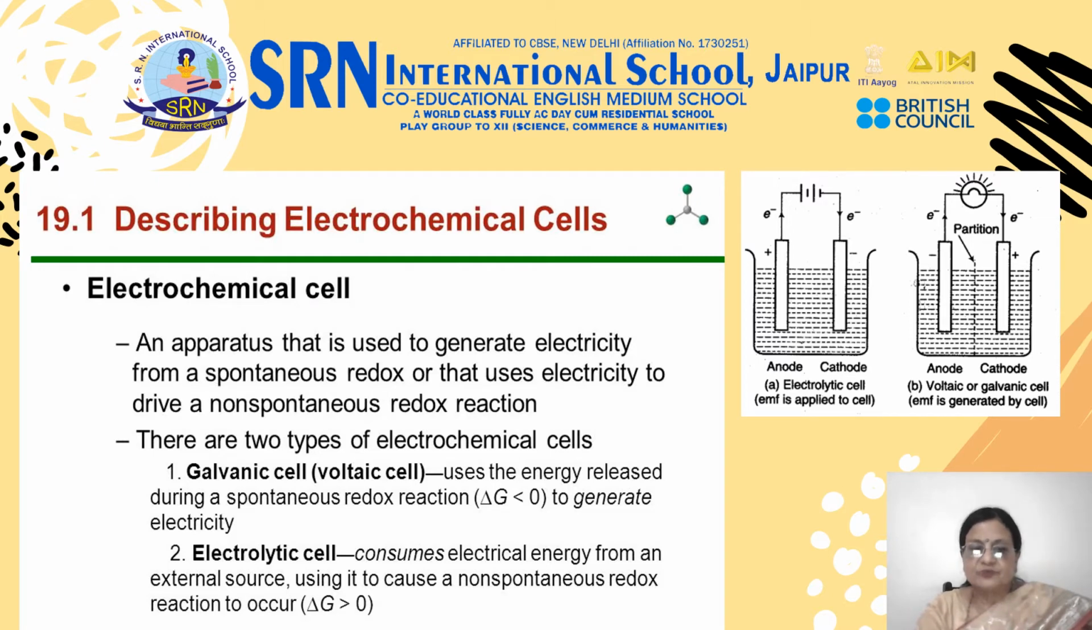Electrolytic cells are those cells which consume electrical energy from an external source, using it to cause a non-spontaneous redox reaction. Non-spontaneous redox reactions are the ones which only take place when electrical energy is supplied to them. In that case, the Gibbs energy change is positive.